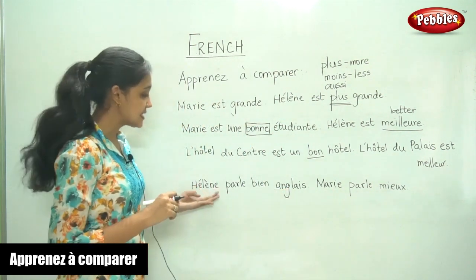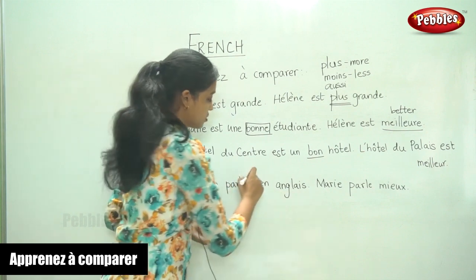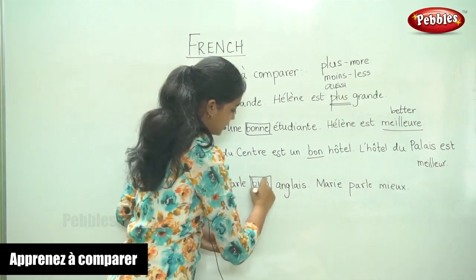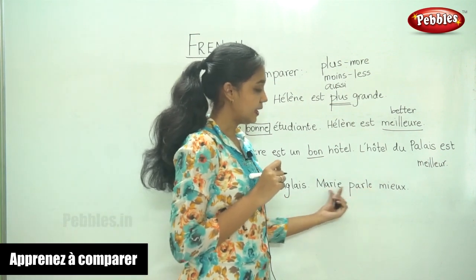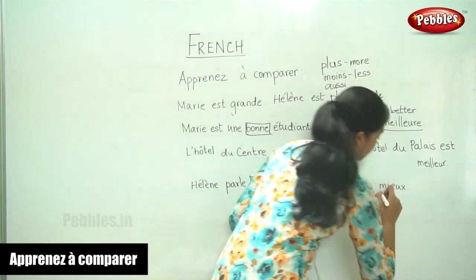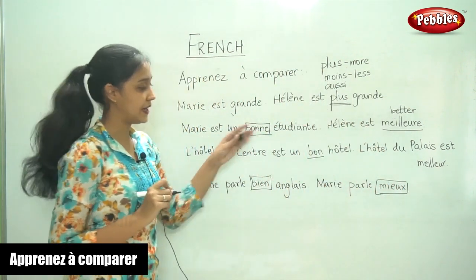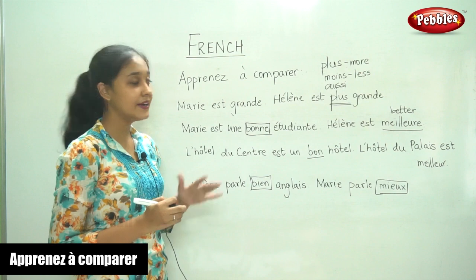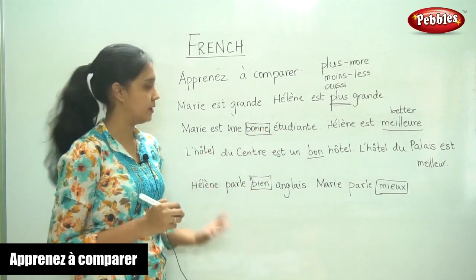The next sentence. Hélène parle bien anglais. So here the adverb is bien. Marie parle mieux. So this is how we compare. These are the words we use to compare two different things or two different people.